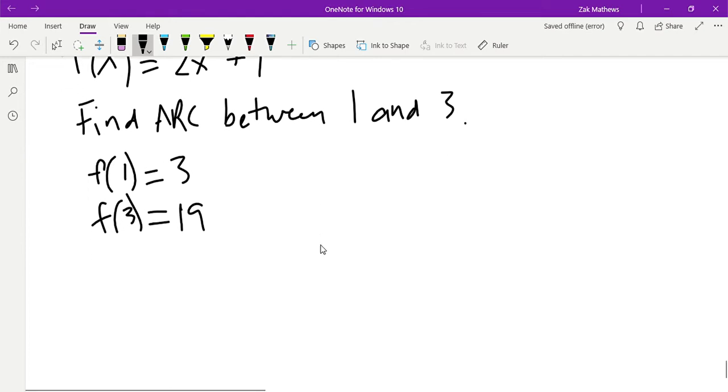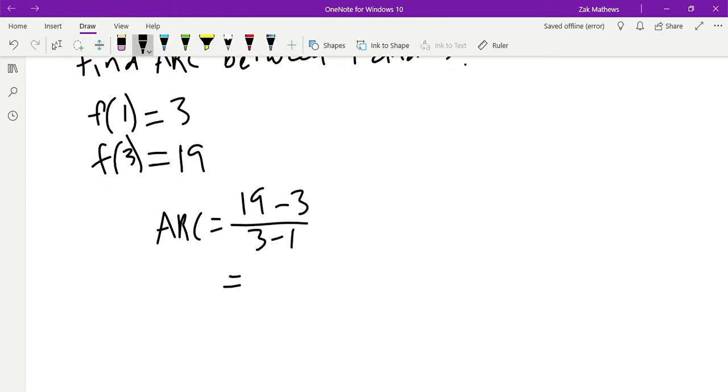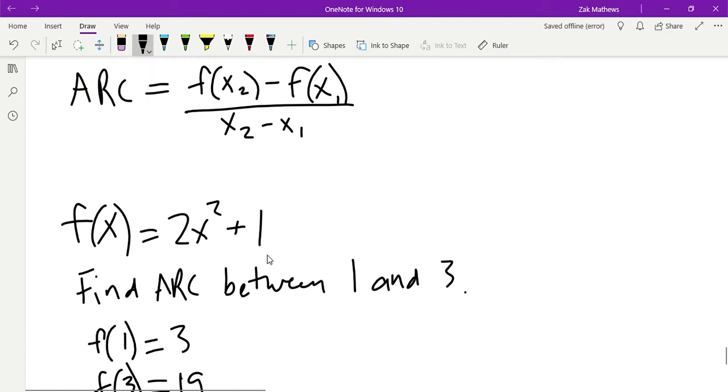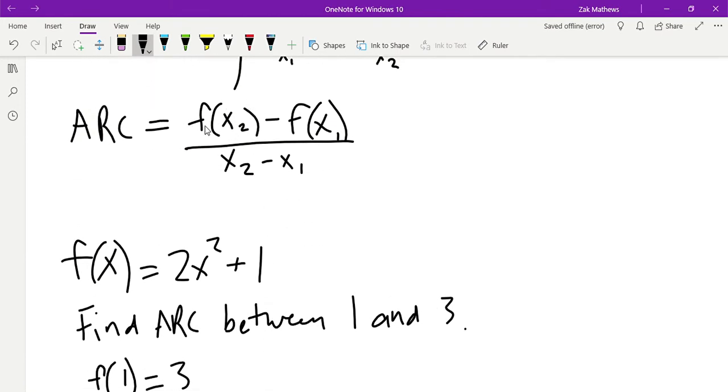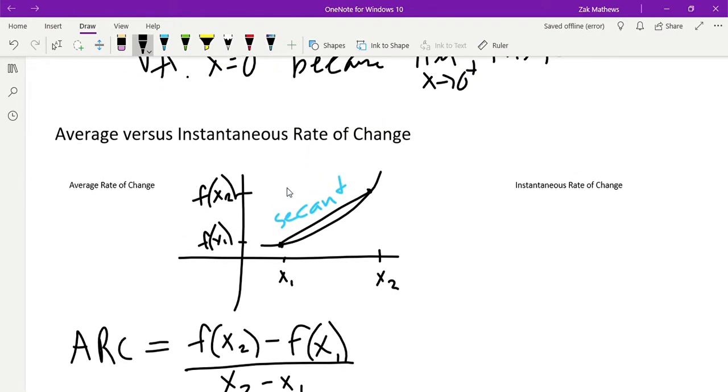And so now we have all the information we need to find the average rate of change. It will be 19 minus 3 over 3 minus 1. 19 minus 3 would give us 16 over 2, which is equal to 8. And so our average rate of change between these 2 points would be 8. Pretty straightforward. It doesn't matter if we use a different function name, but the formula is just the same one that we're accustomed to from finding slope. Now, that is something we've seen in the past because we've done lots of problems with slope.